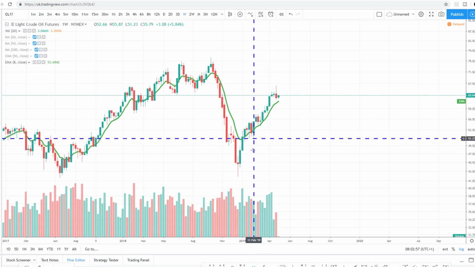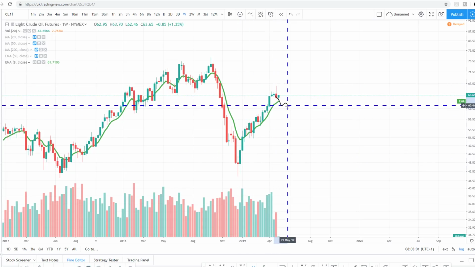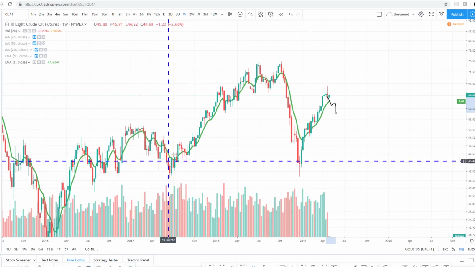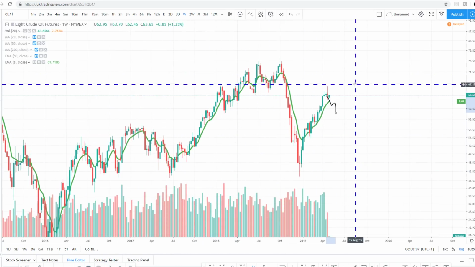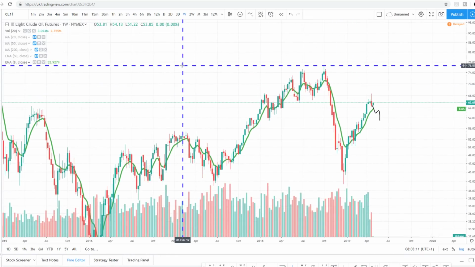Obviously, we've moved pretty much 50% in about 2.5 months. We're bound to get some kind of pullback, but this is very useful for people who want to hold longer term positions, and I find this very, very useful. I'm trying to find another stock that's been trending well.